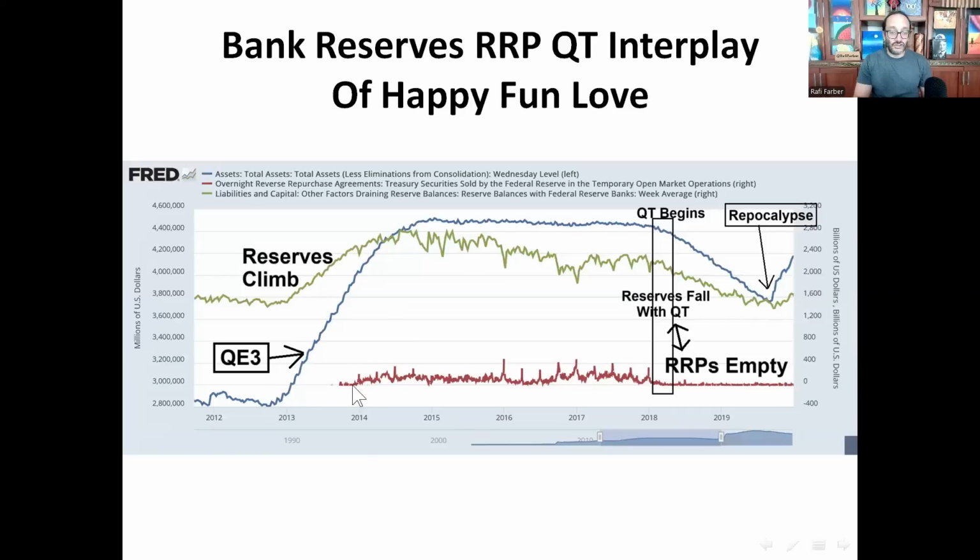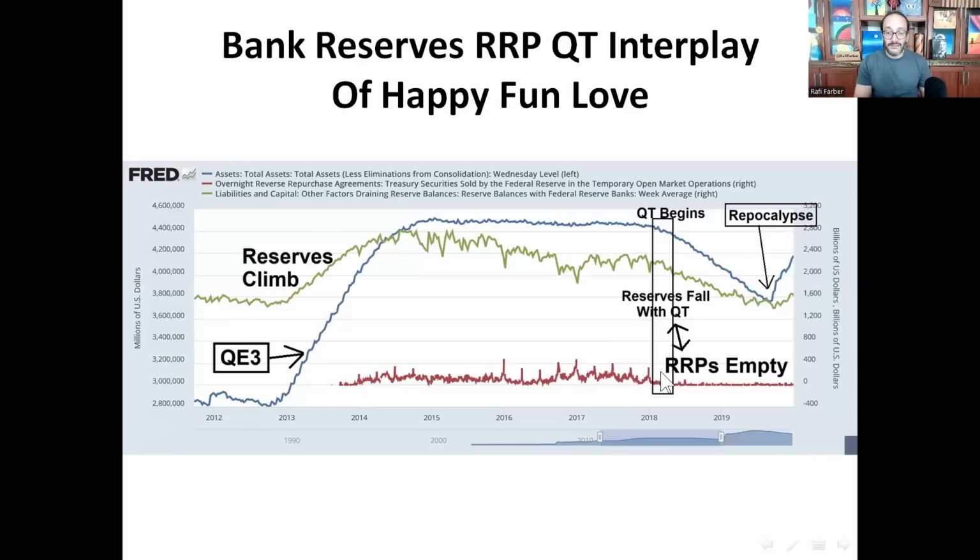The reverse repos suddenly show up around the middle of QE3 and they start to drain reserves from the system. And as reverse repos continue, you can see a gently sloping down of reserves. Then bank reserves stay steady from about 2016 to about 2018, and then all of a sudden, QT begins. They start shrinking the balance sheet. And what happens to reserves? They fall with QT at around the time when QT begins.